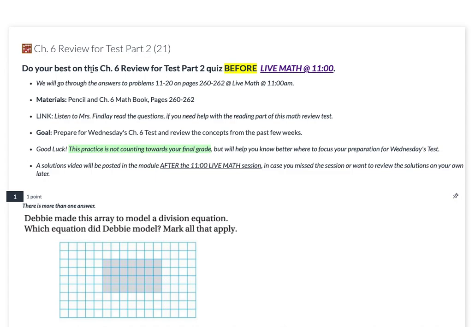So do your best on this Chapter 6 review for Test Part 2 quiz before live math at 11 o'clock. That will help me see which questions we had the most trouble with as a group, and we'll try to spend more time on those questions. Okay, so we will go through the answers to problems 11 through 20 on pages 260 through 262 at our live math session at 11 a.m. The materials you need to do this are pencil and Chapter 6 math book, pages 260 to 262.